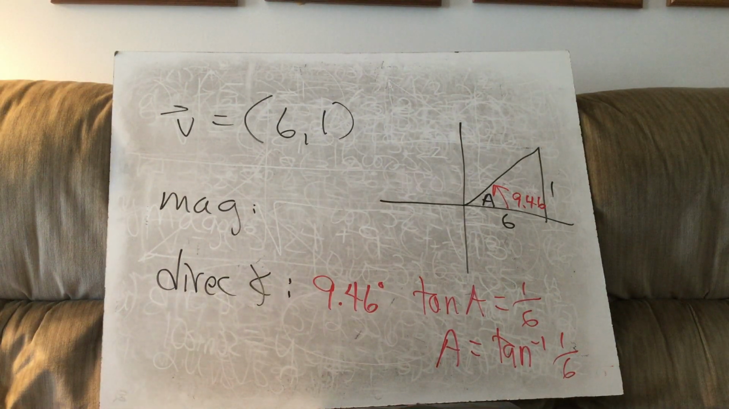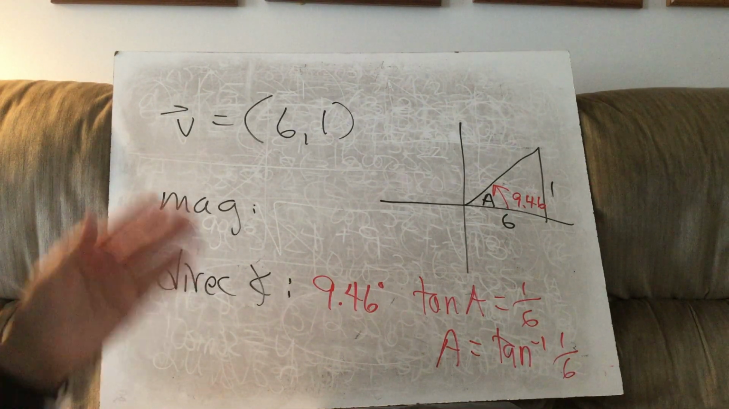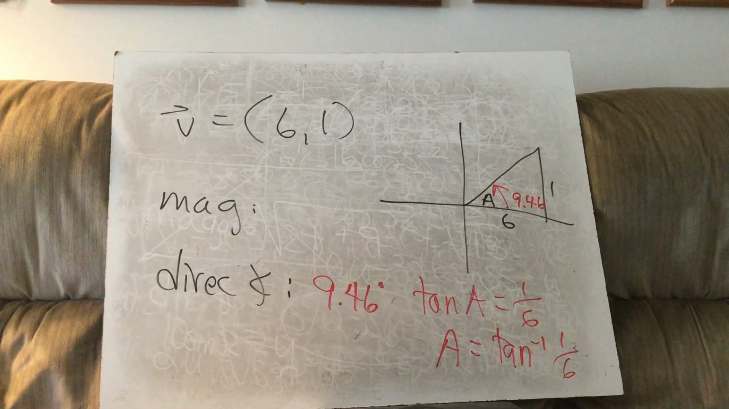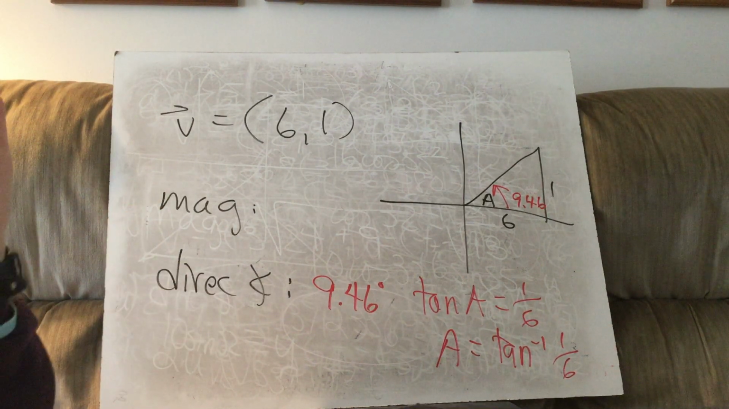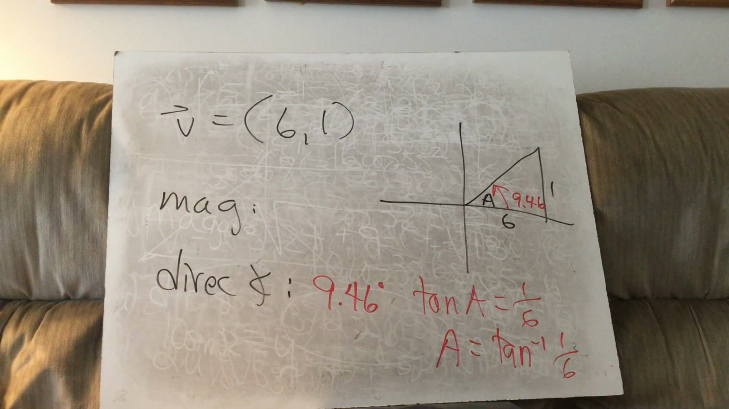If you're in quadrant 1, you never have to make any adjustments. You never have to worry about negatives. You never have to worry about adding 180 or doing any of that weird stuff. If you're in quadrant 1, whatever the calculator says is going to be the answer to the question. Quadrant 1's our favorite quadrant.